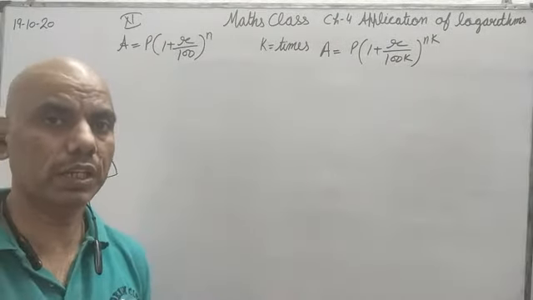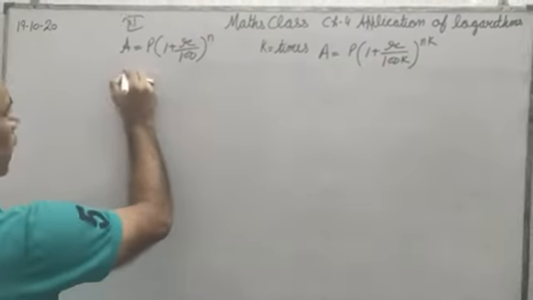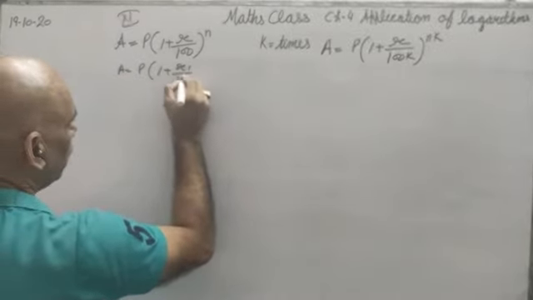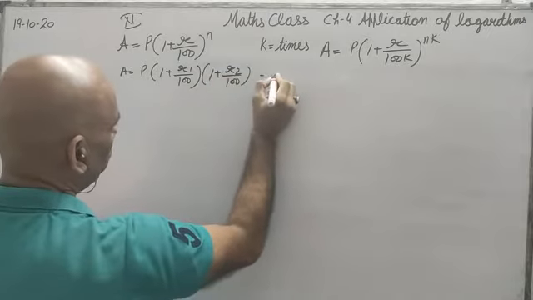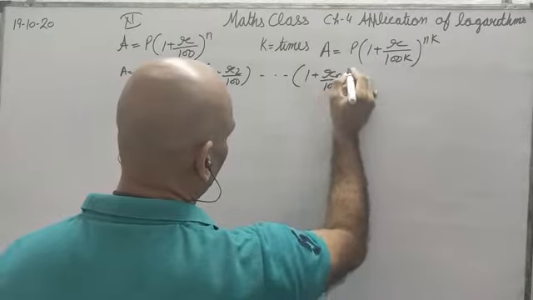Maybe for different years the interest rate is different. So in that case, the amount will be calculated by P (1 plus R1 upon 100)(1 plus R2 upon 100), and you will write as many times as many rates are given, up to Rn.